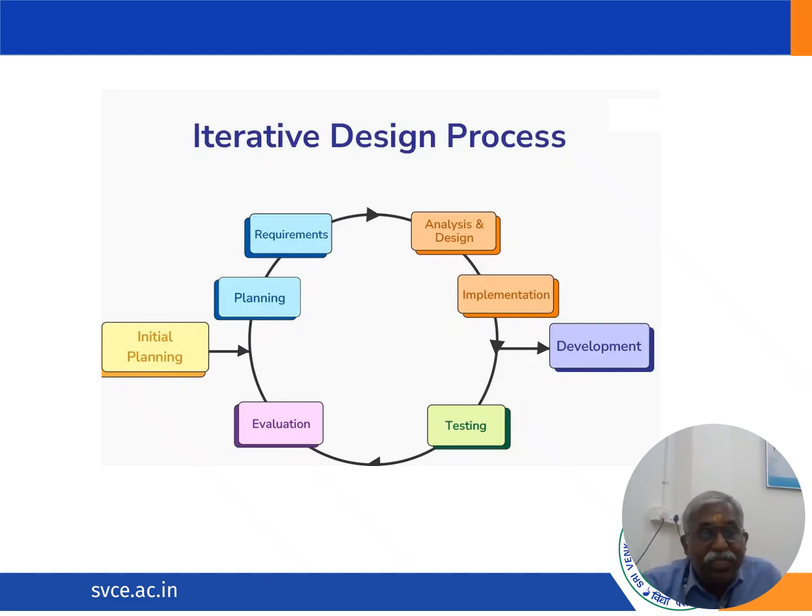Now, what are the steps involved? Initially, input is planning, output is development. Planning, procurement, analysis and design, implementation, testing, evaluation. Based on the evaluation, once again we will need planning. This is a cyclic process we already studied.